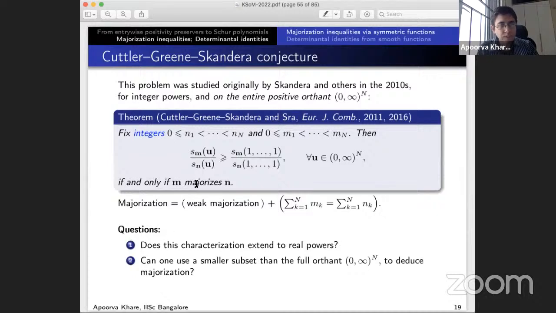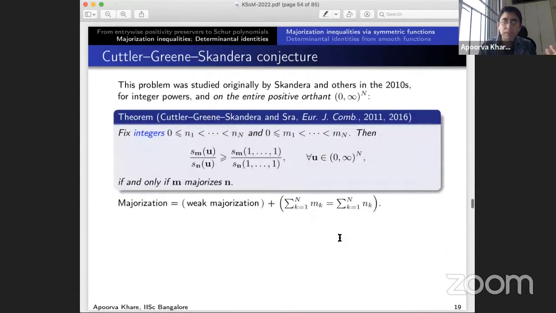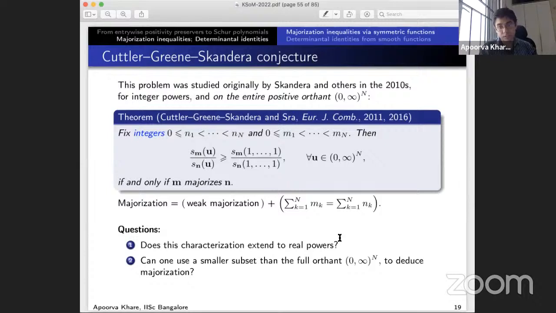And so first of all, it's natural to ask the same question that we solved above. We have a characterization of weak majorization for real tuples. This is a characterization of majorization for integer tuples. So can it be extended to real tuples? Secondly, do we need the entire orthant? Or in the fashion of this thing, can we work with some smaller part of the orthant? Here for weak majorization, we only needed the log positive orthant, the entries bigger than 1. So can we do something like that in the case of majorization?